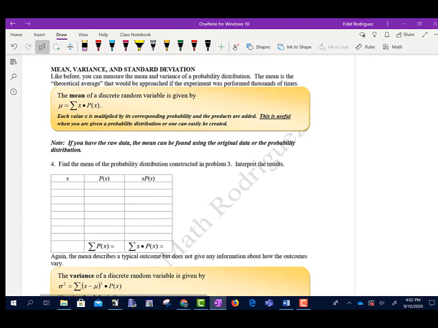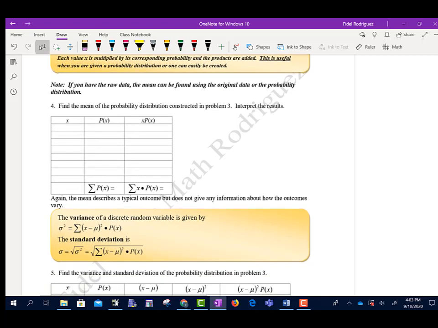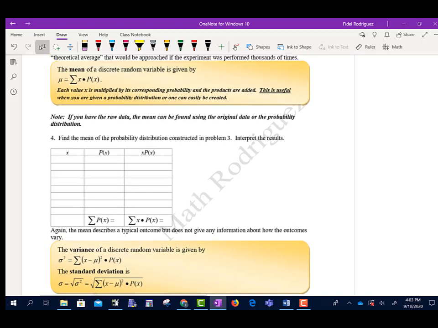So we're going to talk about finding the mean, the variance, and the standard deviation. So it says the mean of a discrete random variable is given by, and it gives me a little table here, right? And it says each value of x is multiplied by the corresponding probability and the products are added. This is useful when you're given a probability distribution or one that can be easily created. All right, so it's asking us to find the mean of the probability distribution in the problem that we did earlier. Okay, so let's go ahead and do that.